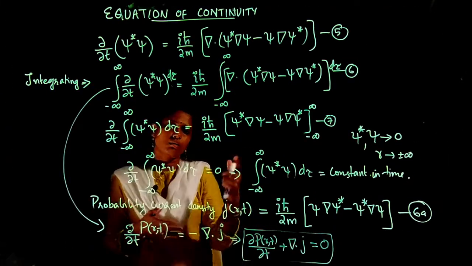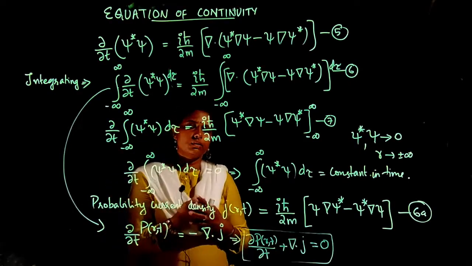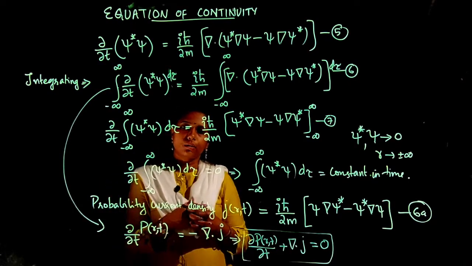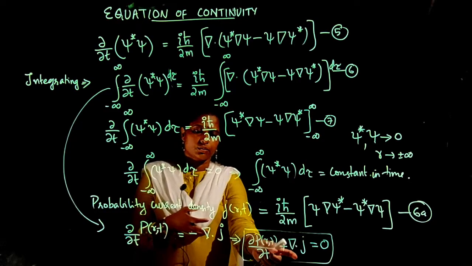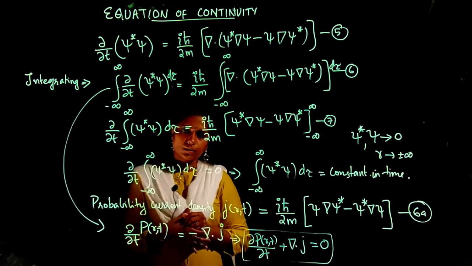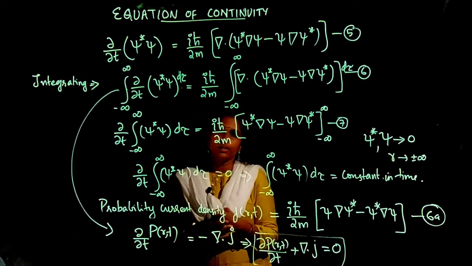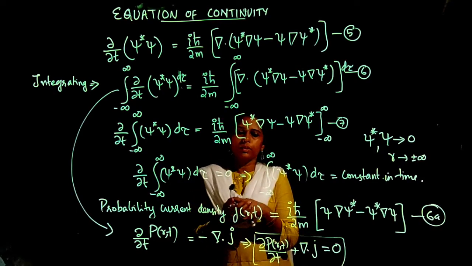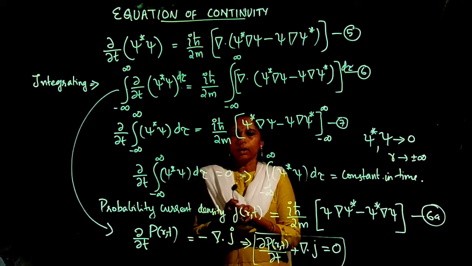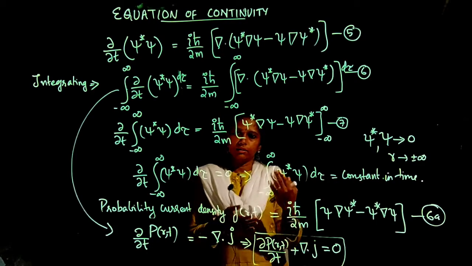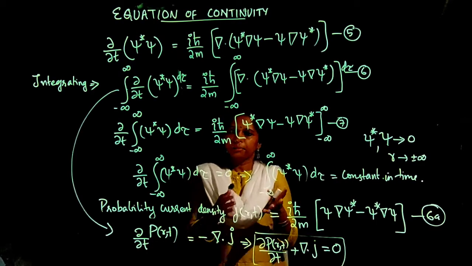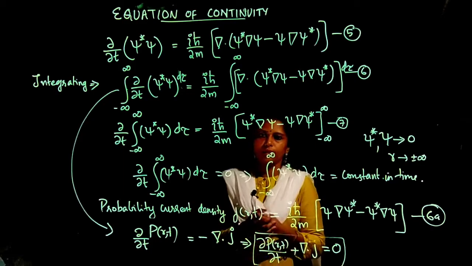And this is the same continuity equation you may have learned in your hydrodynamics or electrodynamics. So this holds good in quantum mechanics also. It suggests that an increase or decrease in the probability density over an area is accompanied by inflow or outflow of the probability current density in that area.